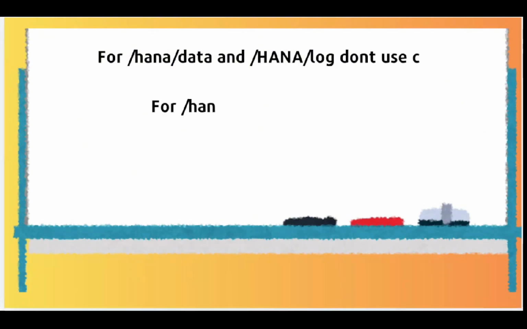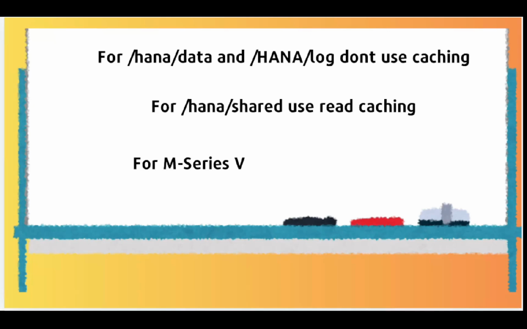Last but not the least, let's talk about caching best practices. For HANA data and HANA log volumes, don't use caching. For HANA shared, use read caching, and for M series VMs, use write accelerator. It's like giving your storage an energy drink.